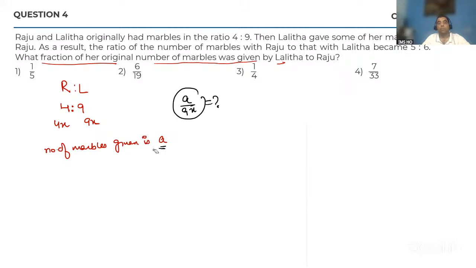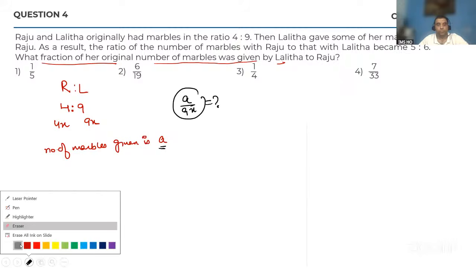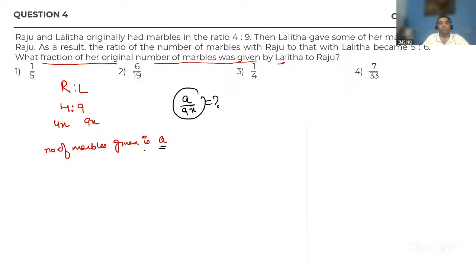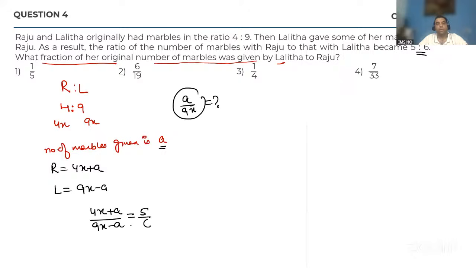Now, if the number of marbles given is A, Raju will have 4x plus A, while Lalita will have 9x minus A, because A is given. And now, according to the question, the ratio is going to be 5:6, of Raju to Lalita. So that means (4x plus A) upon (9x minus A) is equal to 5 upon 6.